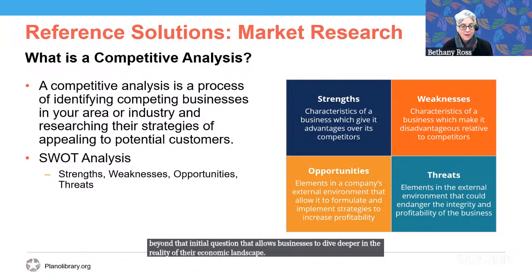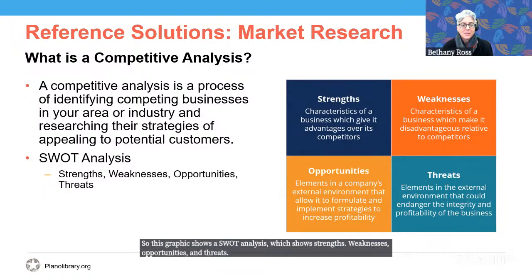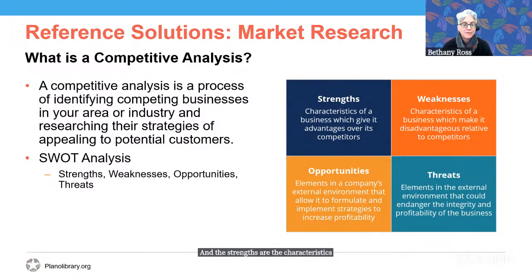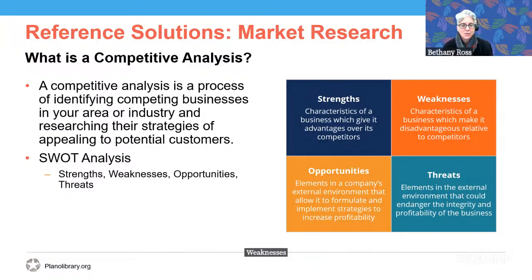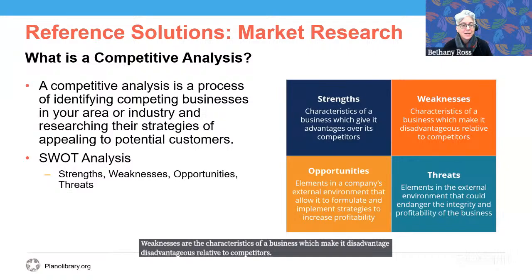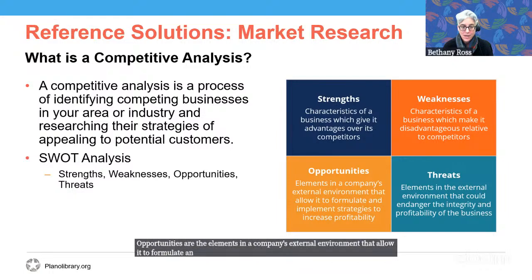So this graphic shows a SWOT analysis, which shows strengths, weaknesses, opportunities, and threats. The strengths are the characteristics of a business which give it an advantage over its competitors. Weaknesses are the characteristics of a business which make it disadvantageous relative to competitors. Opportunities are the elements in a company's external environment that allow it to formulate and implement strategies to increase profitability. And threats are the elements in the external environment that can endanger the integrity and profitability of the business.